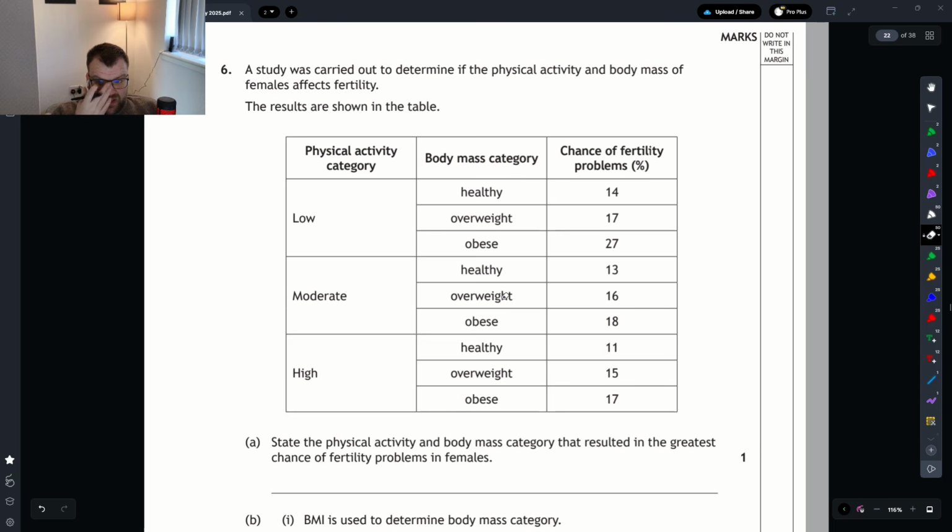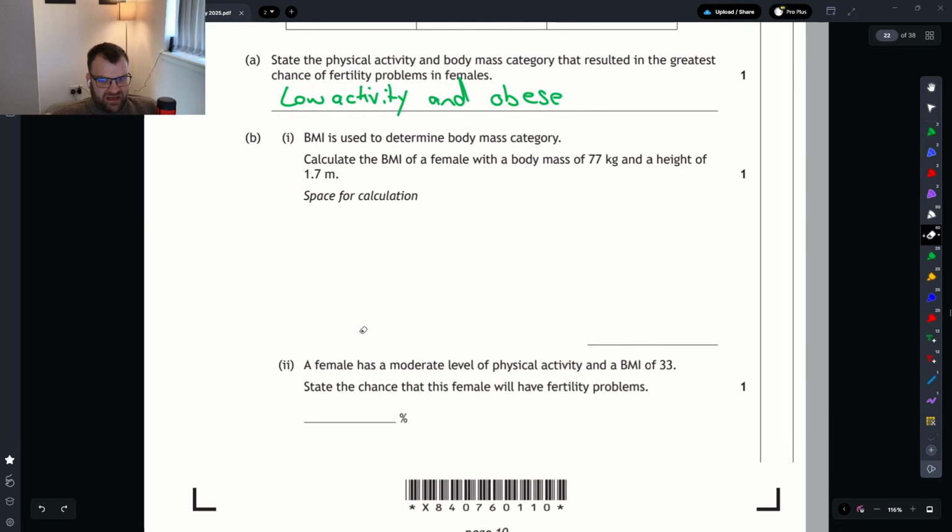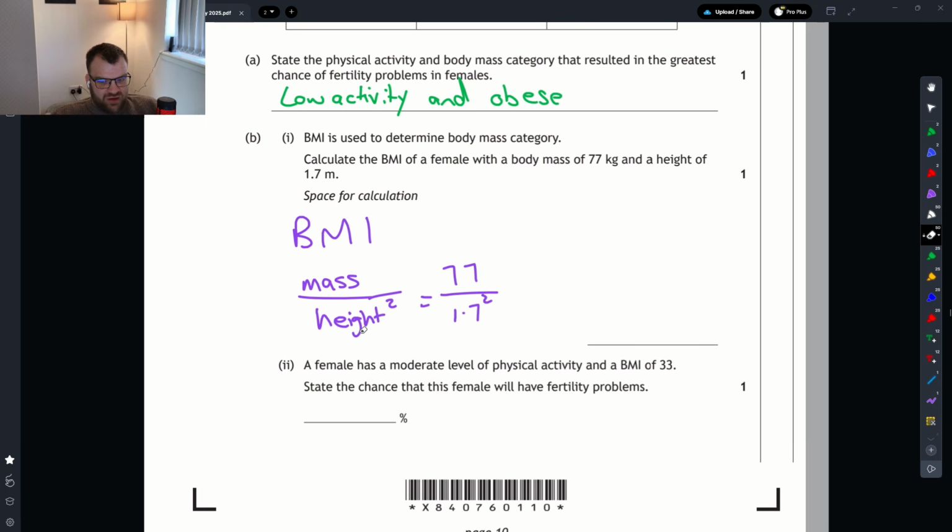And this one, we're looking at how physical activity and body mass affect fertility. State the physical activity and body mass category resulting in the greatest chance of fertility problems. Greatest chance is 27. That's for low activity and obese. And next you have to work out the BMI. BMI is the mass over height squared. 77 over 1.7 squared. Calculator says 26.6.